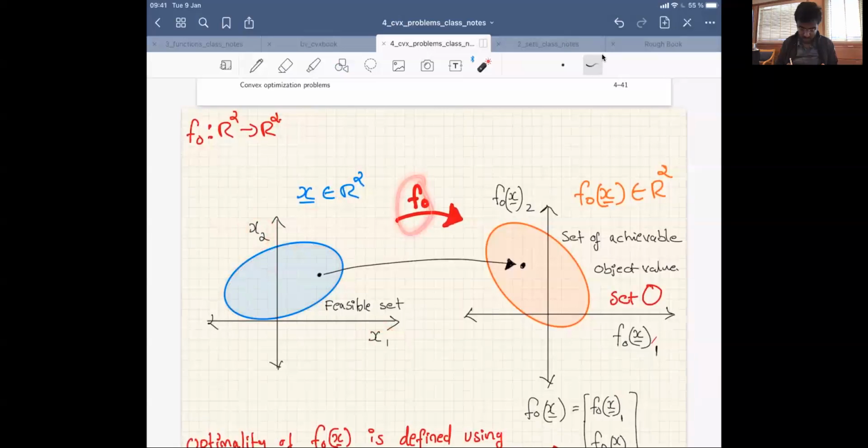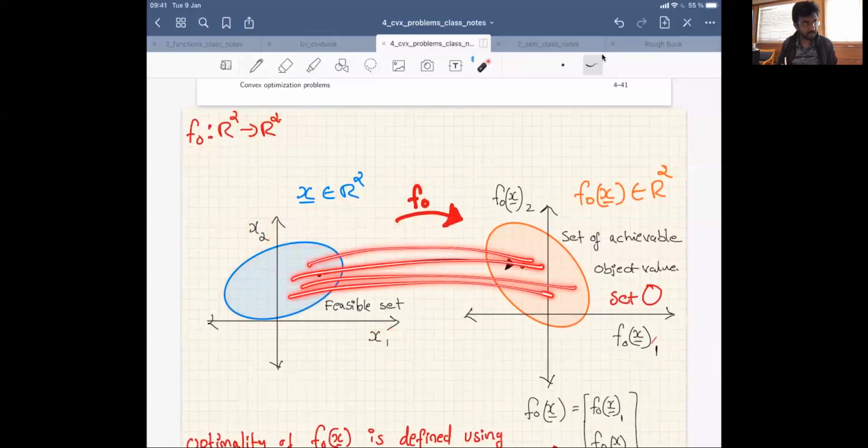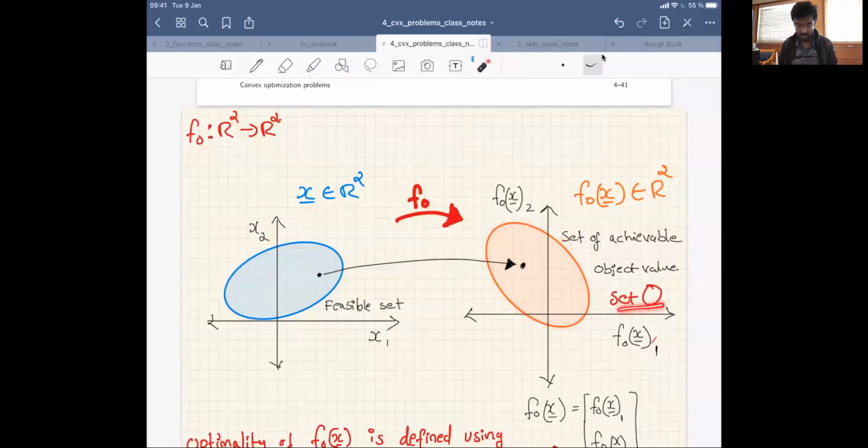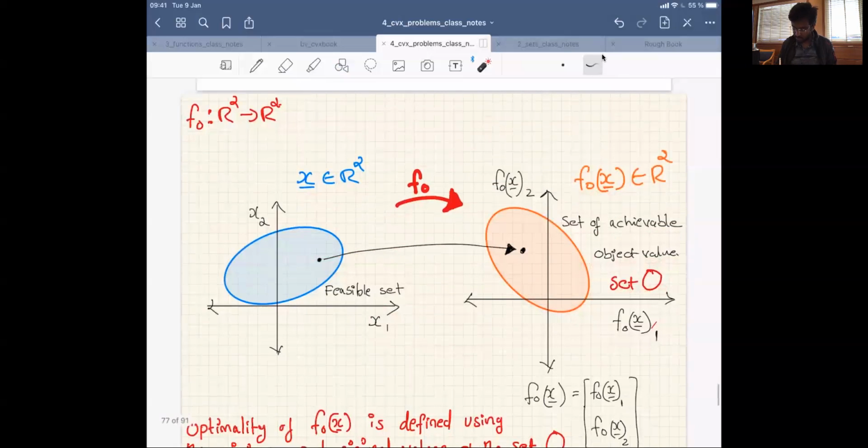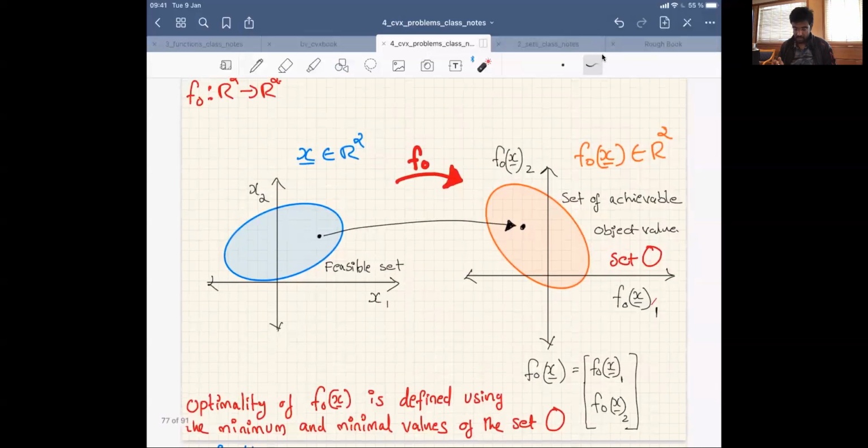Now what is f0 doing? It maps each point x in the feasible region to another R2, and I get objective values for that. I call this set O. It is the set of achievable objective values. Of course, if you have an x here, it may map somewhere here, but that is not achievable because that x is not feasible. So this is the set of achievable objective values, which I call set O. Now optimality is defined with respect to the minimum and minimal of this set.